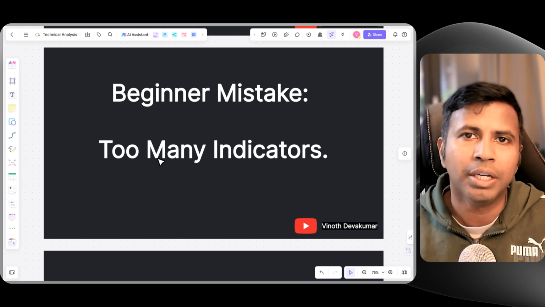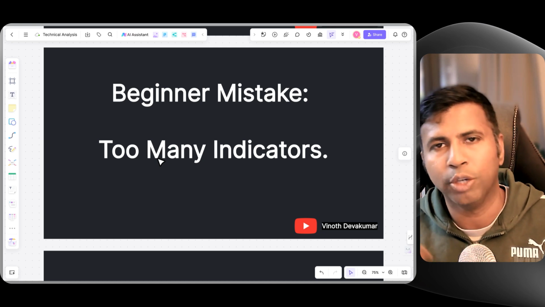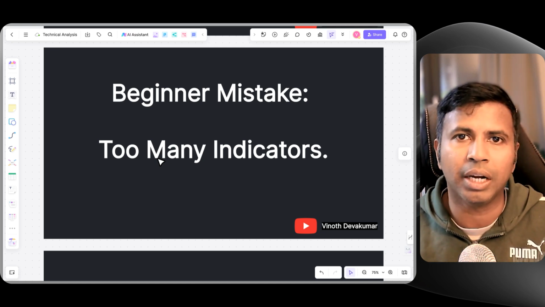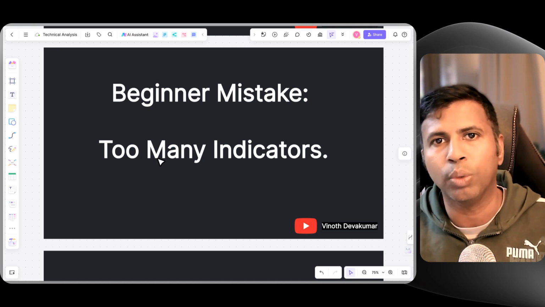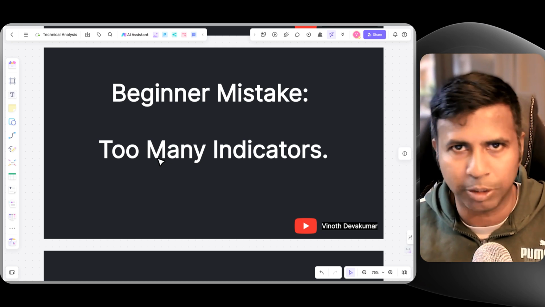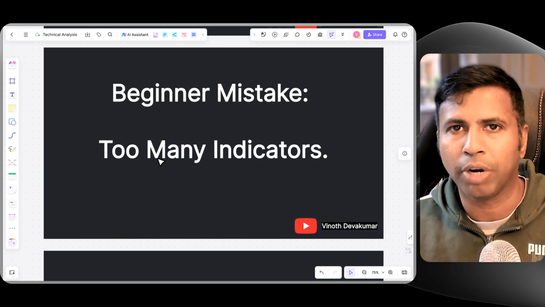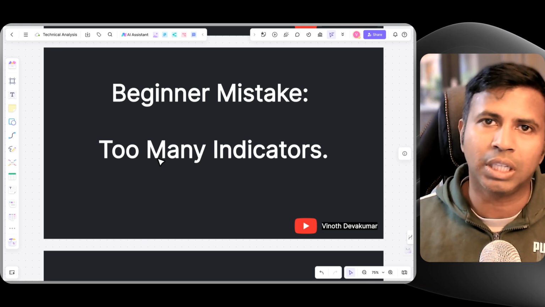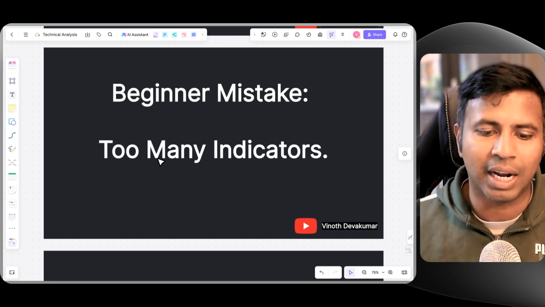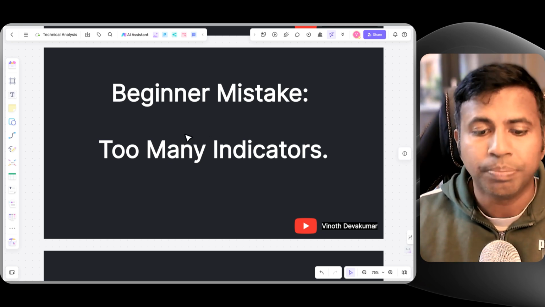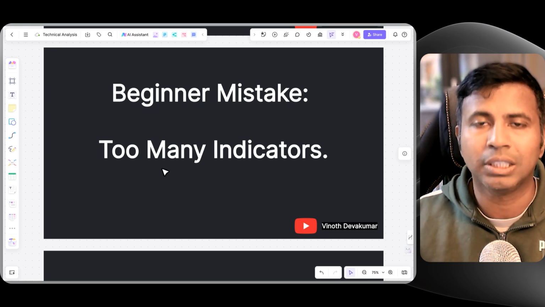How beginners think, or when I was a beginner, I used to think that if I had too many indicators, I would have much better accuracy in predicting the stock price move, or that I would not lose my money. I would get a more perfect, more accurate signal if I just kept adding more and more technical analysis indicators. So this is one of the biggest mistakes.